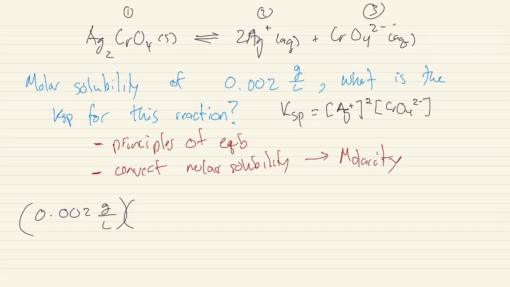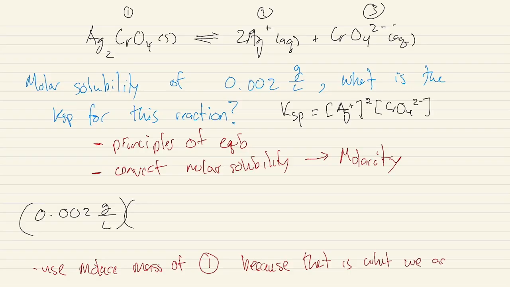When we say we can dissolve this much, what's the maximum that we can dissolve? It should be compound 1, because that's what we're actually trying to dissolve in solution. So the molar solubility is given to us in terms of 1. We need to use the molar mass of 1, because that is what we are dissolving. The molar solubility is given to us for compound 1, in this case the silver chromate.